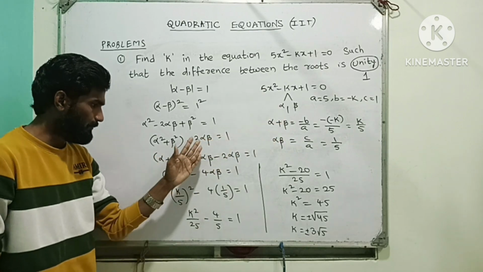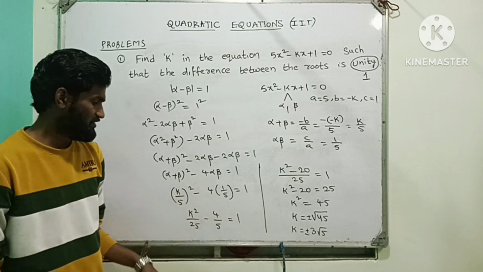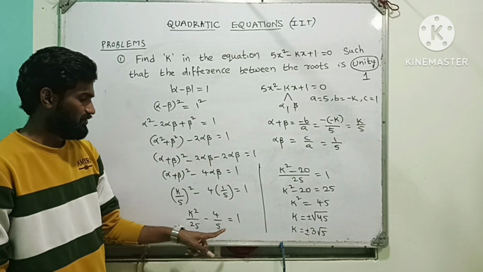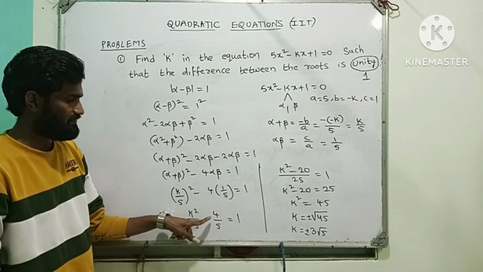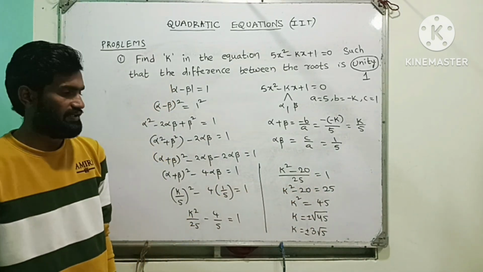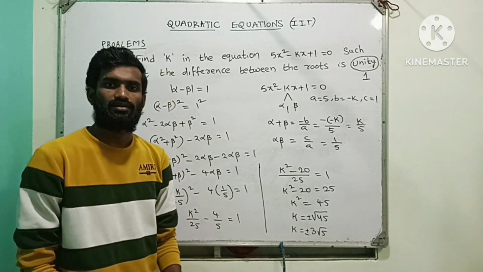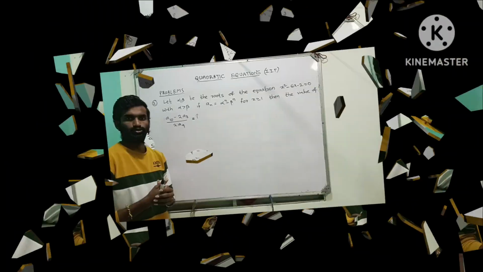So I have substituted both and I got k square by 25 minus 4 by 5, which is equal to 1. If I take the LCM here, 25 is the LCM, k square minus 5 times 4, which is 20, equals 25. And from this we will get the k value as plus or minus 3 root 5. So in this way you need to solve the question. Once observe this one and we'll solve the next problem.